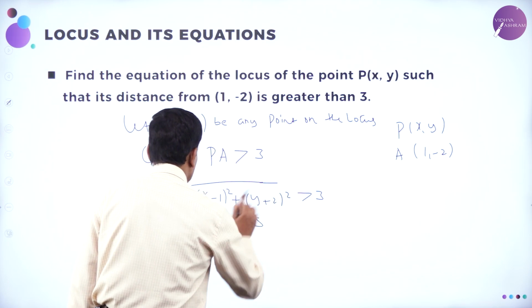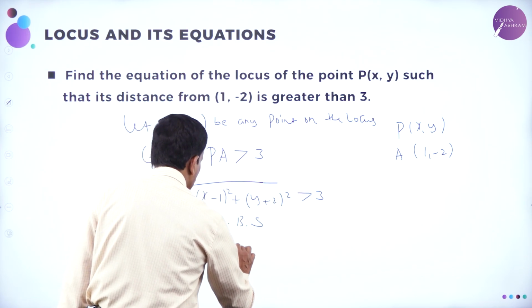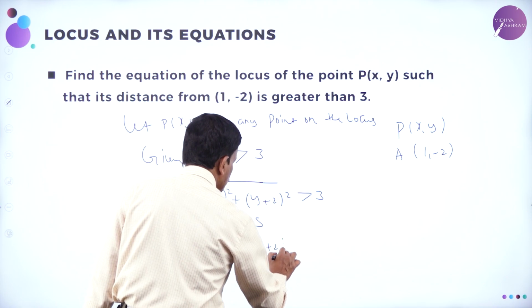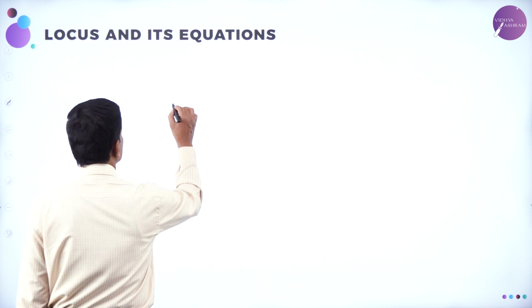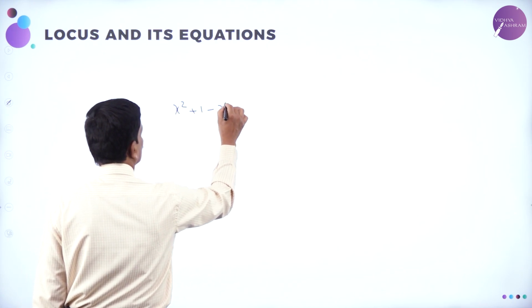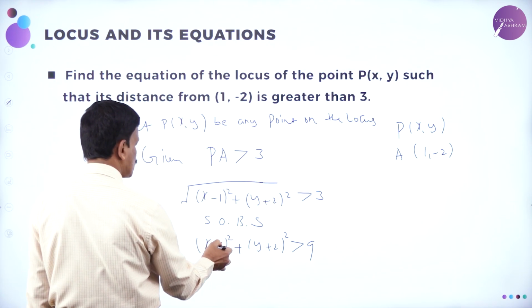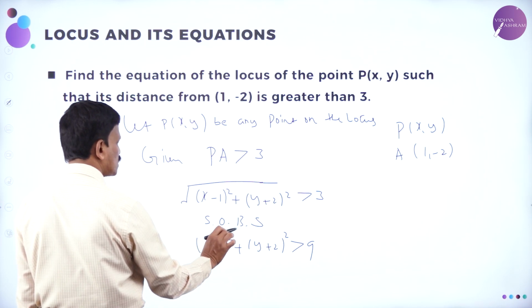What happens? The square root gets cancelled. (x minus 1) whole square plus (y plus 2) whole square is greater than 3 square. 3 square is 9. Simplify this. a square plus b square minus 2ab: x square plus 1 square is 1, minus 2 into 1 into x is 2x.